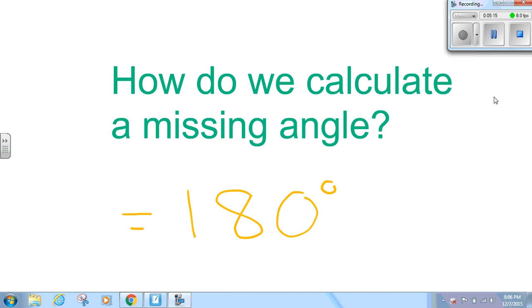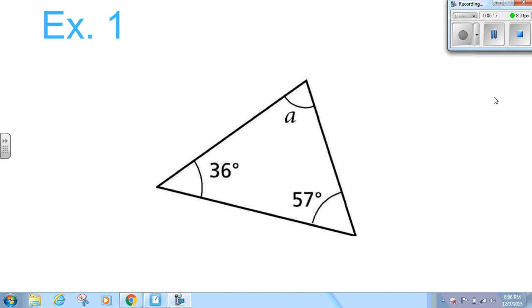Now we can use that information in our first example. So here we have two angles that we know of, and we're trying to find angle A. So if I know that they all add up to 180, I can set up an equation here that allows me to solve for A.